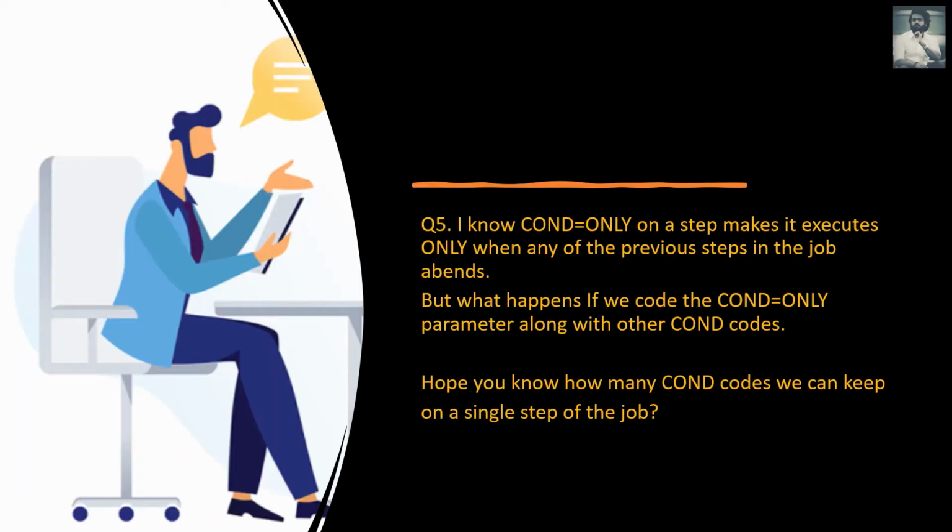Fifth question. I know COND=ONLY on a step makes it execute only when any of the previous steps in the job abends. But what happens if we code the COND=ONLY parameter along with another condition code on the same step? Hope you know how many condition codes we can keep on a single step of the job.